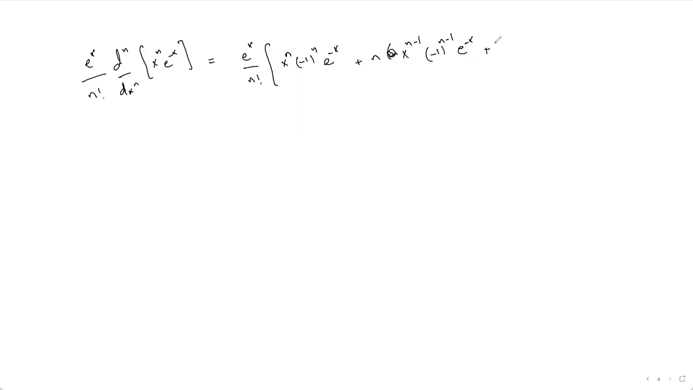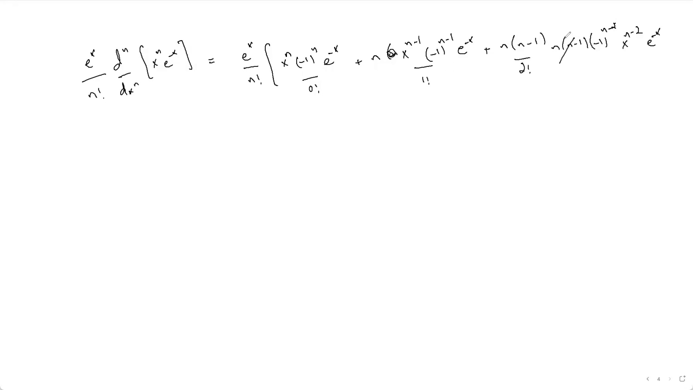Plus the third will be now n, here you have 0 factorial, here you will have 1 factorial, here n into n minus 1, right? n into n minus 1 divided by 2 factorial, then again n into n minus 1, then minus 1 raised to power n minus 2 now, and x raised to power n minus 2 into e to power minus x. Similarly, I will have n into n minus 1 into n minus 2 divided by 3 factorial into n into n minus 1, right?